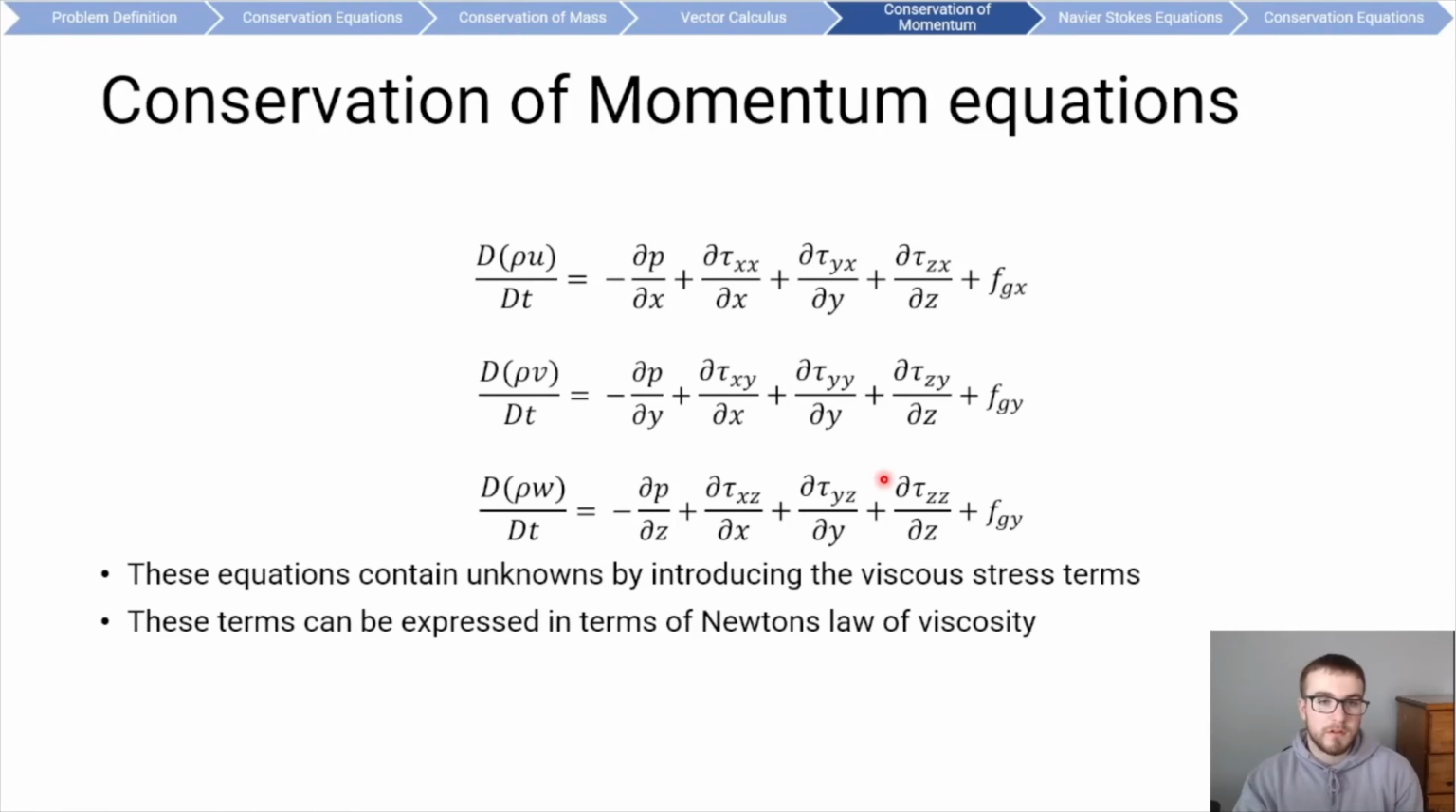Now, with our conservation of momentum equations determined, we have introduced some extra unknown terms via our viscous stresses. So we need to determine what these viscous stresses are in order to solve the equations. And this is what the Navier Stokes equations do. By subbing in an expression for the viscous stress in terms of Newton's law of viscosity, we can write our expressions in terms of velocity components only.